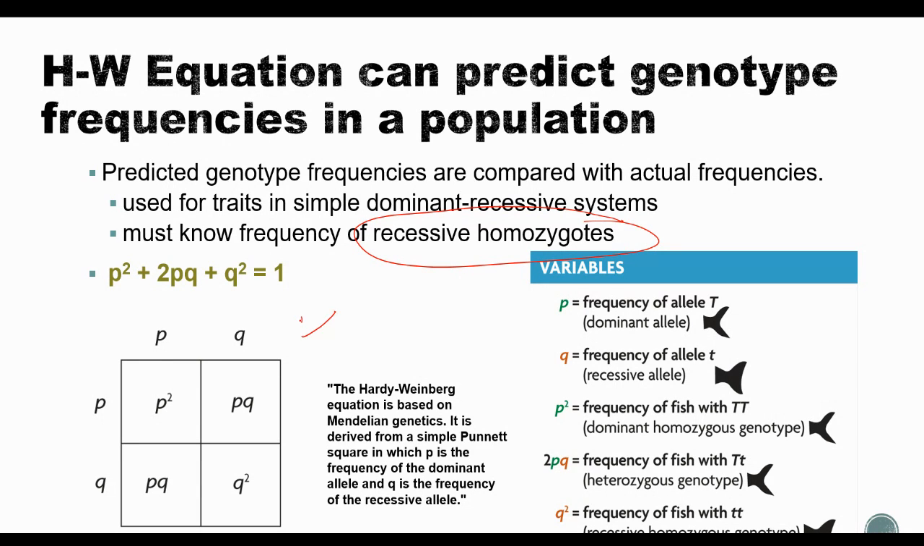So here's the same thing I drew over on the last slide. Here is what our variables are. P squared is the frequency of the dominant homozygote, so big T, big T. Q squared here is the frequency of the homozygous recessive, little t in this case. And then, of course, our heterozygote is our 2pq.